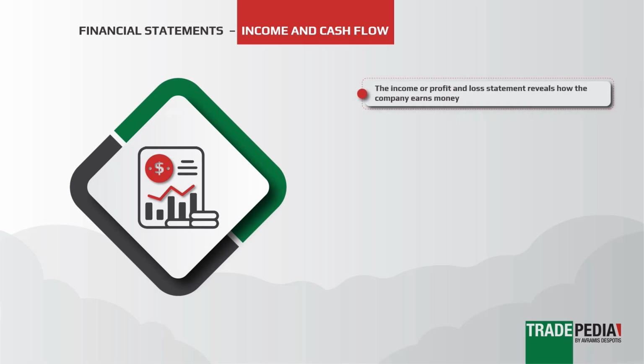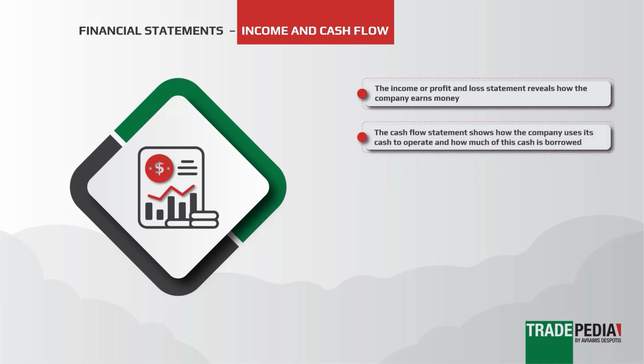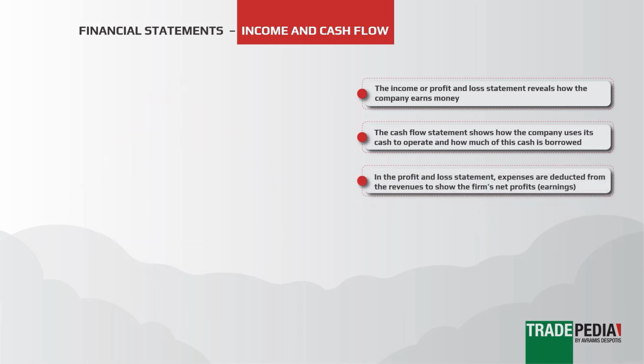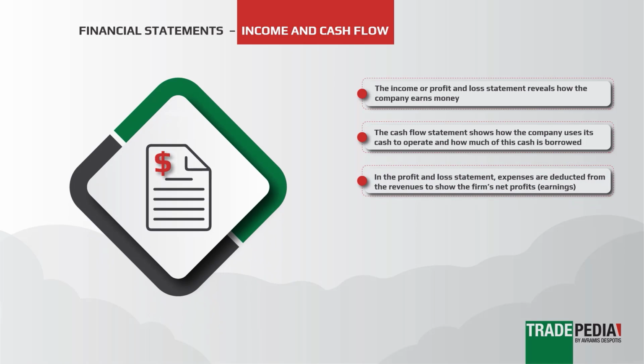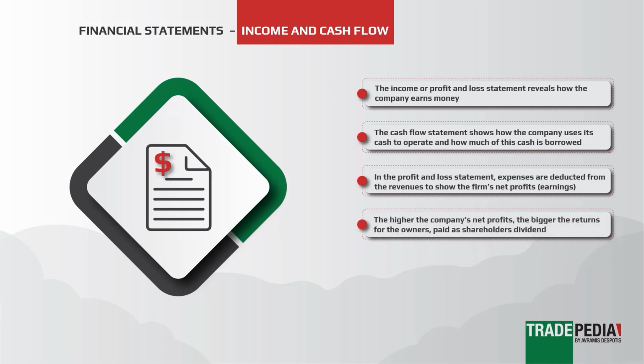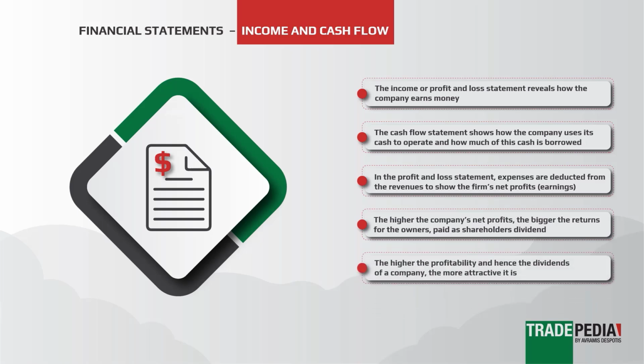The income or profit and loss statement reveals how the company earns money. The cash flow statement shows how the company uses its cash to operate the business and how much is borrowed from banks or bondholders. In the profit and loss statement, expenses such as operational expenses, interest expenses, or taxes are deducted from the company's total revenue to show us the firm's net profits, earnings. The higher the company's net profits, the bigger the returns for the owners, paid as shareholders' dividend. The higher the profitability, and hence the dividends of a company, the more attractive it is.